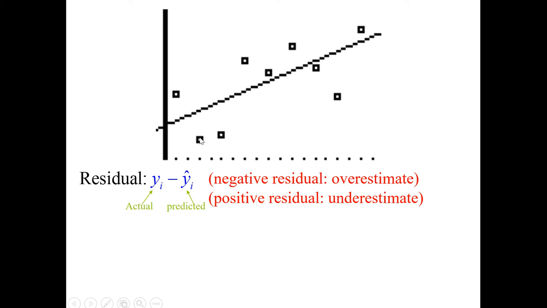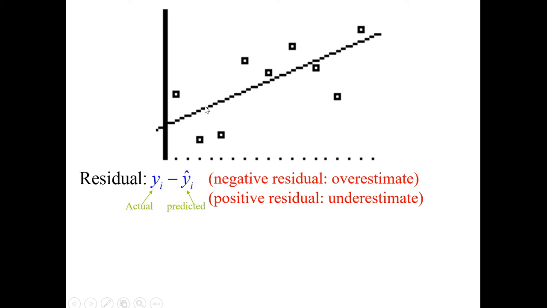But on the flip side, when x is equal to 3, this is what actually happened. I don't know, maybe 2 or something like that. And then what we would predict to happen would be 4 or something like that, you know? So again, when you do actual 2 minus predicted 4, then you're going to get a negative number. So whenever you get a negative residual, then you have overestimated what actually happened when x was equal to 3.